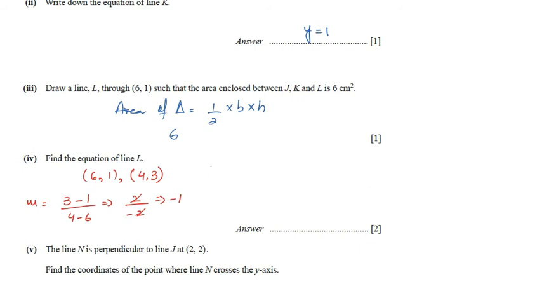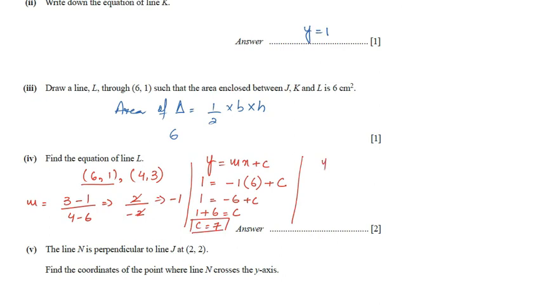So to find the value of C, we will substitute any one coordinate, either (6, 1) or (4, 3), and the value of M into y = mx + c. Now if we take (6, 1), so 1 is equal to, the value of M is -1, the value of x is 6. I have used this first coordinate, plus C. So 1 = -6 + C. When we shift this -6 to the left hand side, it will be +6. So the value of C is 7.